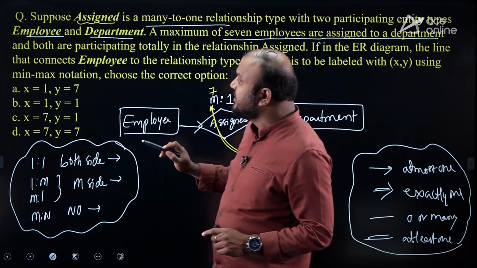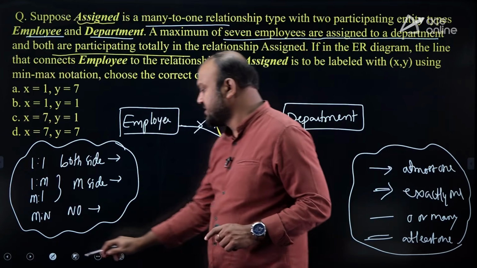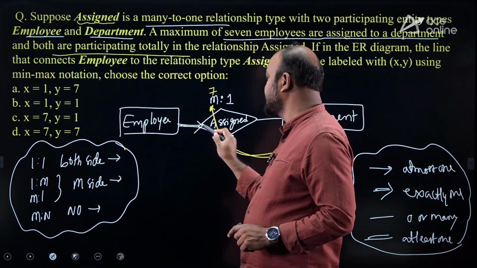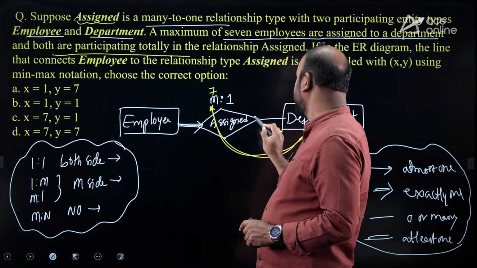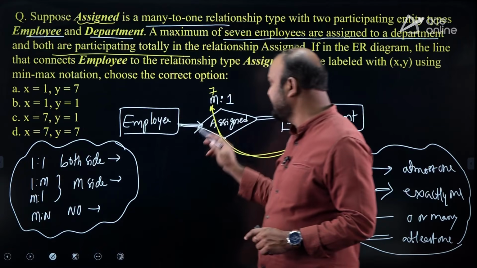Okay. And both are participating totally in the relationship, so we call it total participation. Total participation is represented with a double line. Here also a double line. And here you observe that the many value is 7.